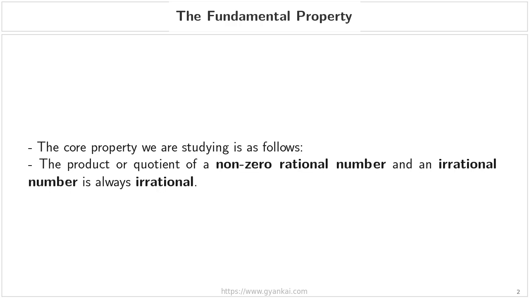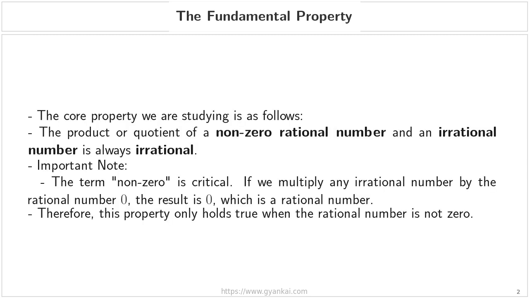The fundamental property. Now that we've recalled how addition and subtraction behave with these two types of numbers, let's move on to the core property we are focusing on today. The fundamental rule we are studying is this: the product or the quotient of a non-zero rational number and an irrational number will always result in an irrational number. However, I want you to pay very close attention to an important note here. The term non-zero is absolutely critical to this rule.